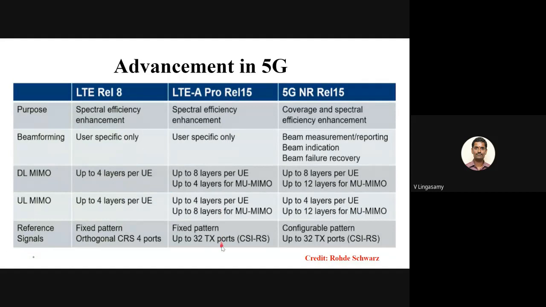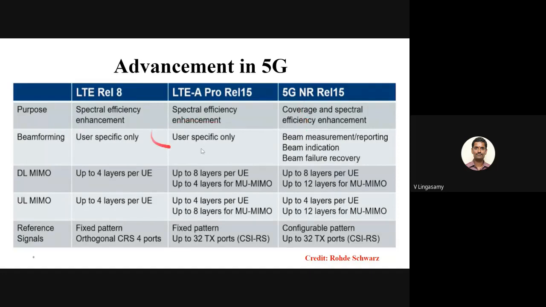In release 15, LTE Pro, they have improved a lot of features in the LTE itself. Okay, multi-layer MIMO and other stuff. But in 5G, you can see coverage and the spectral efficiency requirement enhancement have been done when you compare with the LTE, and beam measurement reporting, indication, beam failure recovery, all that stuff have come in this particular thing.